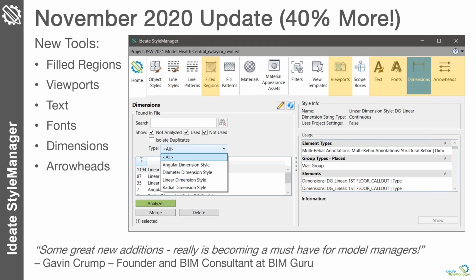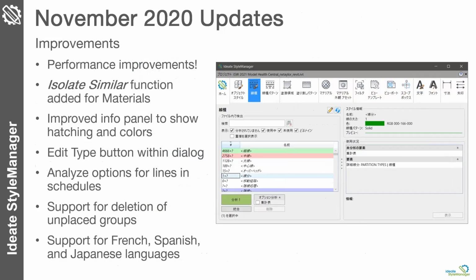So we've added now new tools within Ideate Style Manager for filled regions, for viewports, for text, for fonts, which are different than text, dimensions, and arrowheads. So we're really excited. And of course, we've added some other features as well. So the biggest feature, I think, is performance improvement. Performance improvement is always important for everyone when you're analyzing where these items are being used within your project. And I won't go through all the other details, but you can see we've added a lot of information.